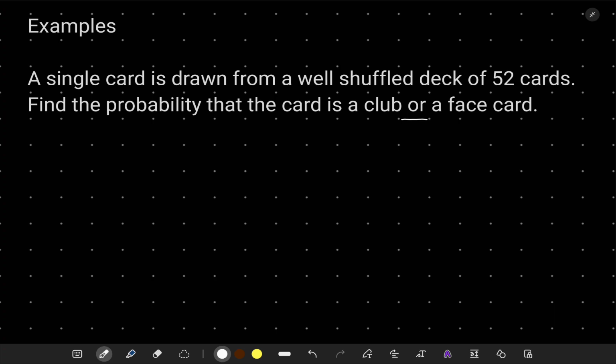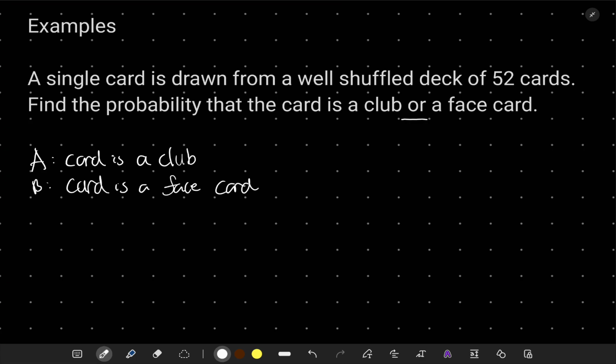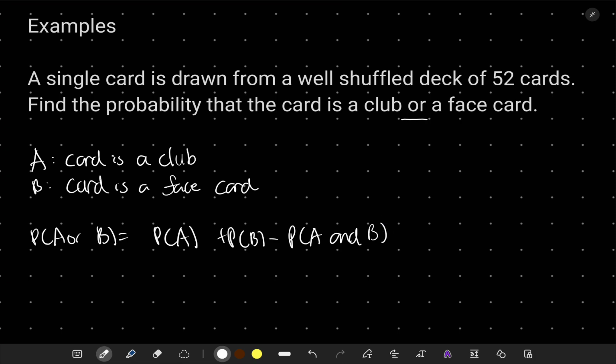Because I'm using the word or, I'm going to create that equation. I'm going to let A, so notice I'm going to label my events, be that the card is a club, and then B, the card is a face card. So if I write down the probability of A or B, that's going to equal the sum of both minus the probability of A and B. So we'll get a little bit of touching of or and or.